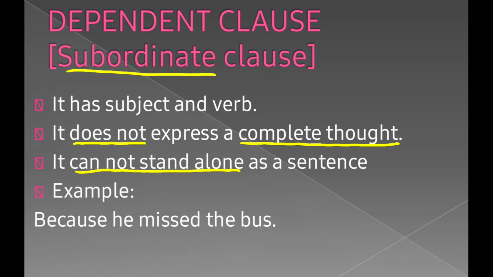For example, because he missed the bus. Here, this clause has subject he and verb missed, but it does not express a complete thought. But if we say he came late because he missed the bus, then you can get the complete meaning of this sentence. It means that because he missed the bus, this dependent clause depends on the independent clause, he came late.